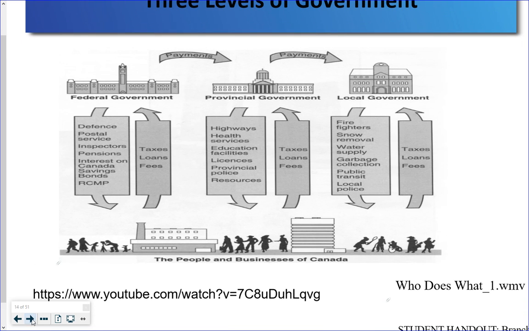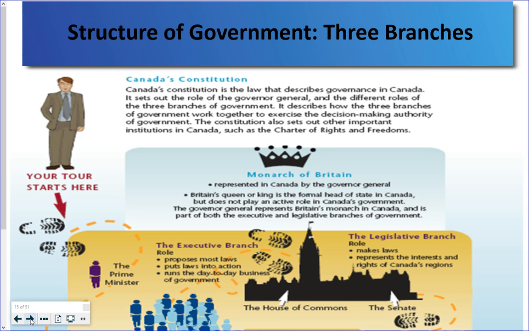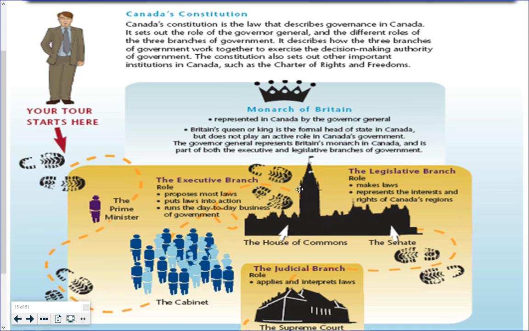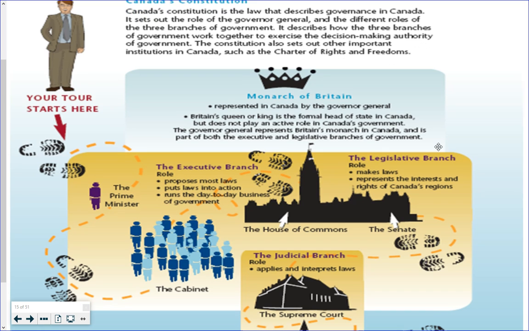But once again, there you go. So let's look at the three branches. Once again, the overarching document that controls our country is our Constitution. Our head of state is the monarch. The monarch is Queen Elizabeth II. That person is represented in Canada by the Governor General. Britain's Queen or King is the formal head of state in Canada, but does not play an active role in Canada's government. The Governor General represents our monarch in Canada and is part of both the executive and legislative branches of government. So that person is our head of state.